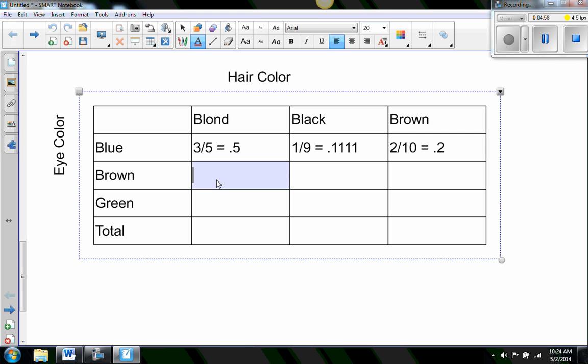Notice that on this relative frequency table, I don't have a total column over here. The reason for that is because these blue-eyed people, you see how they're all at a different number of votes or a different number of people? You can't add those up. They're not the same thing. We can add up all the blonde-haired ones, right? And all the black and all the brown. That's why I have a total down here, but not over here.